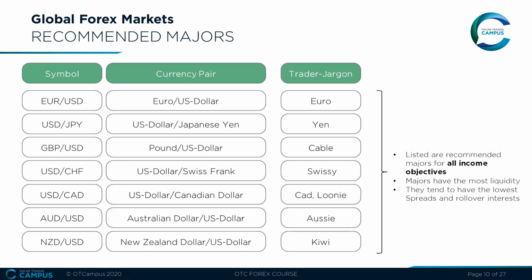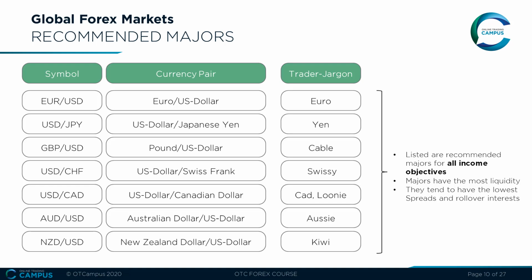In the beginning, we want to trade markets that are extremely liquid, low cost, and offer medium volatility. Liquid and low cost in terms of spread and rollover costs, and medium volatility, so we have a lot of movement potential to meet our income objectives. Therefore, in the beginning, I want you guys to focus on major currency pairs. This is your starter pack major pair watch list. You have the euro, the yen, the cable, the Swissy, the CAD, the Aussie, and the Kiwi.